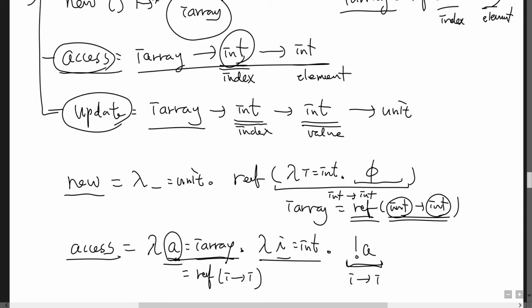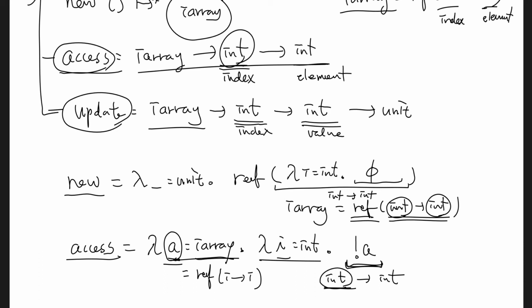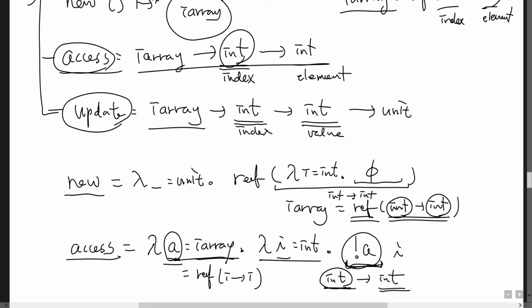So this is quite confusing. This bang A has a type integer arrow integer. So by applying this function to an integer, and this is the index where the value that you want is found, you just apply this one to index I, and you will return the integer, the element at the given index. So this is how you implement access.